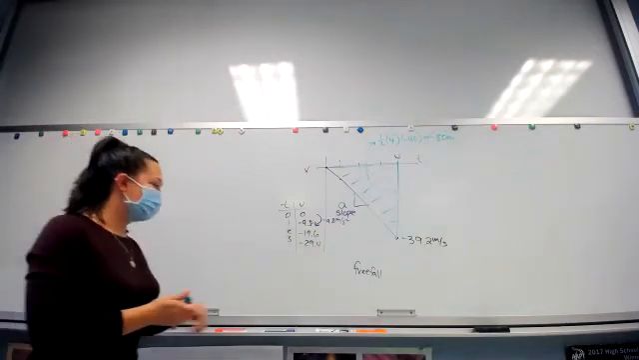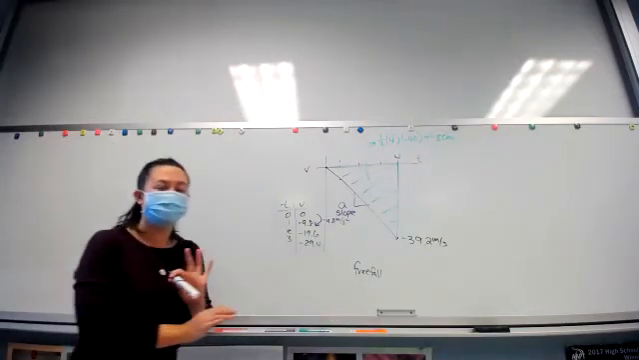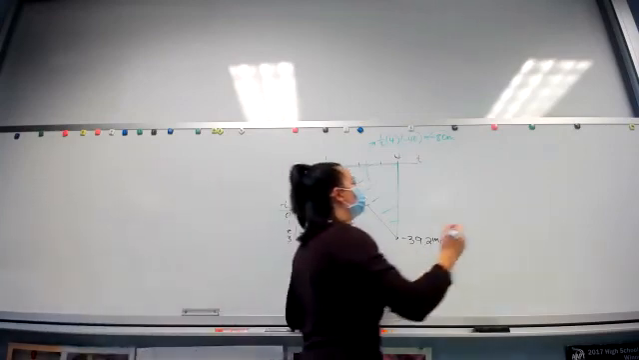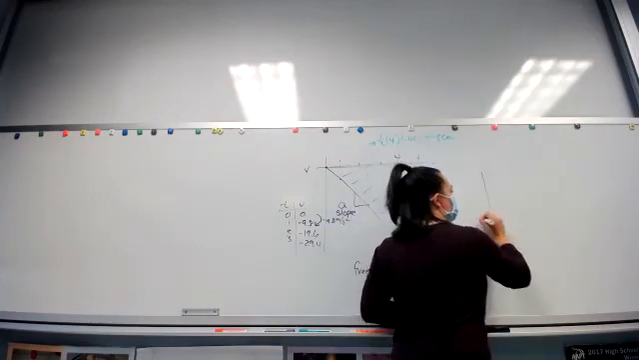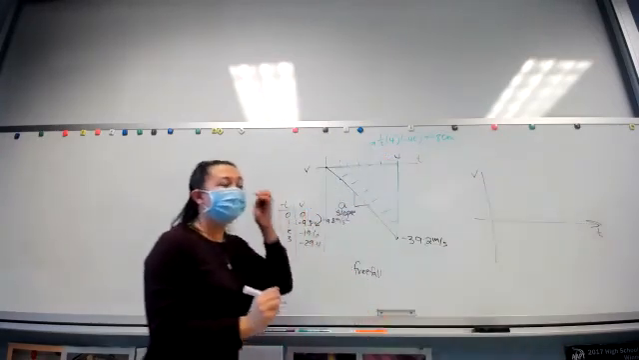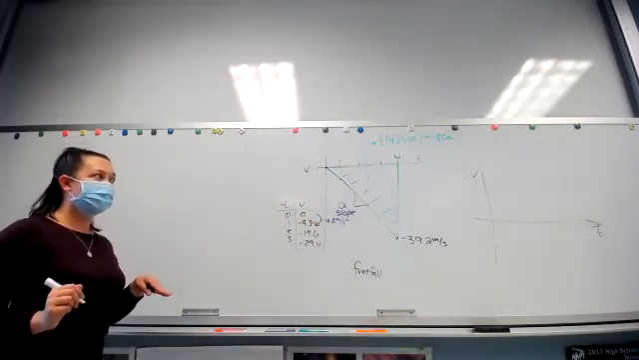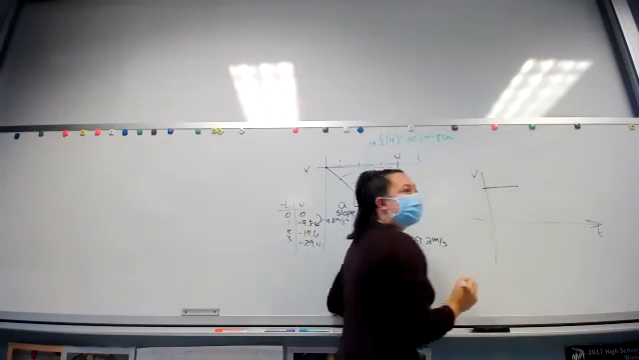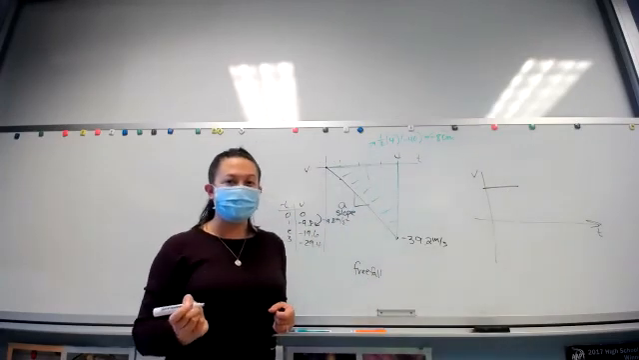In general, and a bunch of people in my first period class were stuck on this, so just because it's been a while, I'll draw one last one and then we're good. In general, with a velocity versus time graph, anytime you have a straight line, that indicates a constant speed.